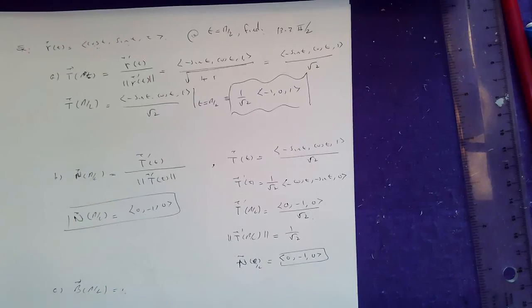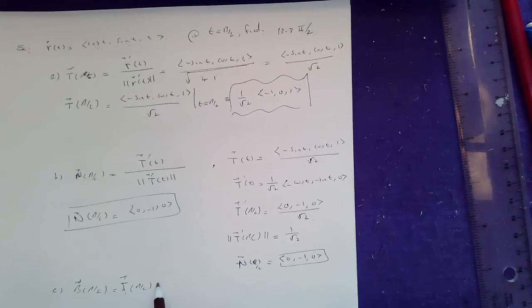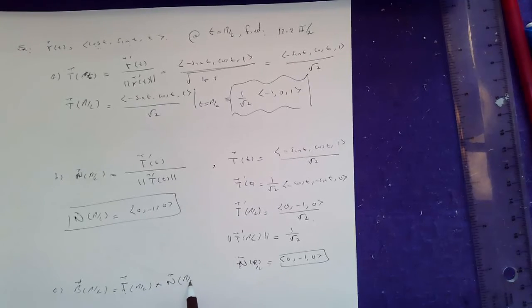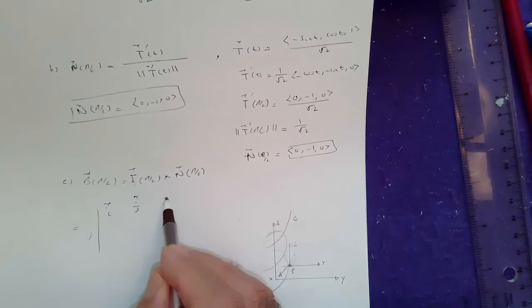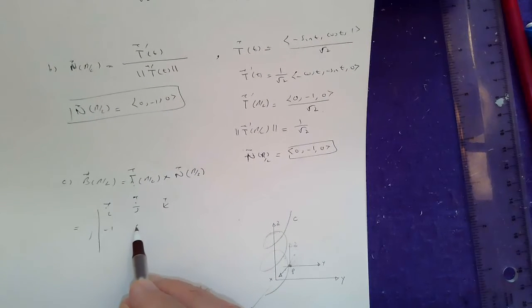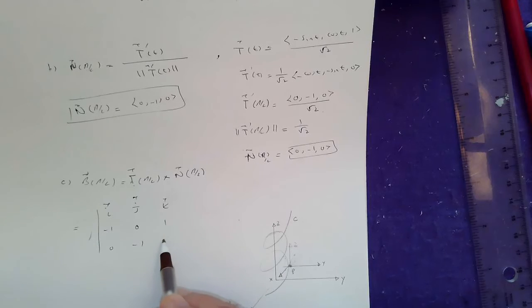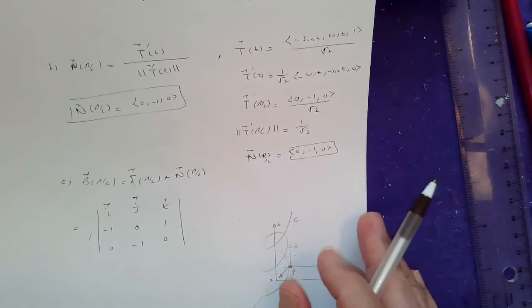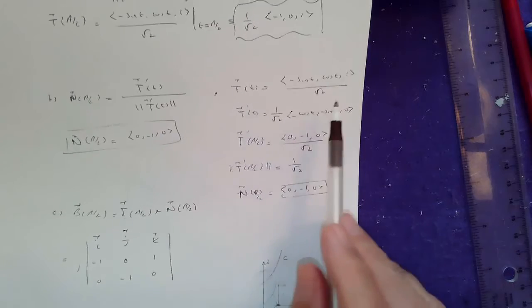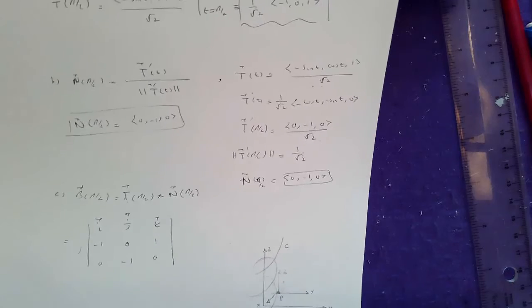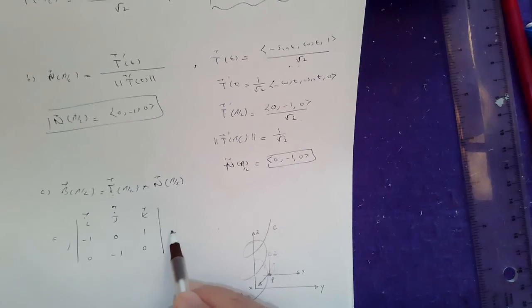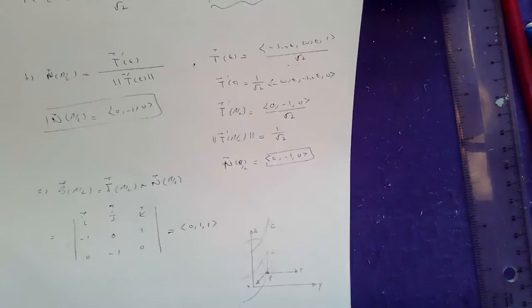And finally, the binormal is the unit tangent at pi over 2 cross the unit normal at pi over 2, which is the same as the determinant with i, j, k, then (-1, 0, 1), then (0, -1, 0). Notice I did not take the square root of 2, because that doesn't really matter. That's just a scalar, so I'm only dealing with the vector itself. When you do this, you get (0, 1, 1), correct?